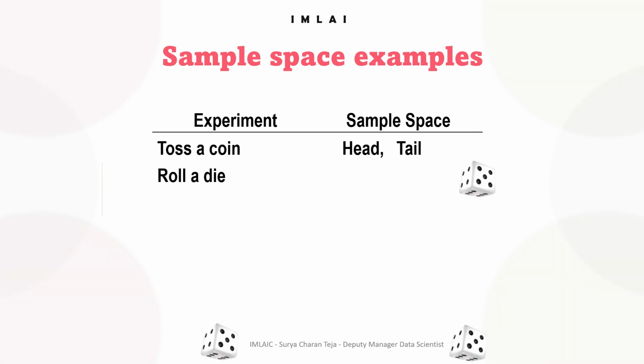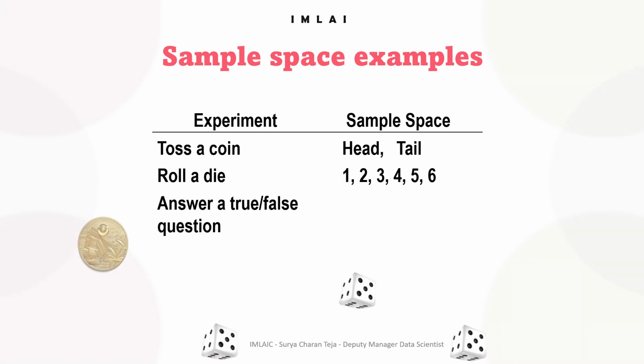When you roll a single fair die once, your sample space would be 1, 2, 3, 4, 5, 6, and obviously each of the elements inside the set is a simple event. Then we have one more, which is answering a true or false question. This consists of two simple events, true or false, and the sample space consists of true or false.